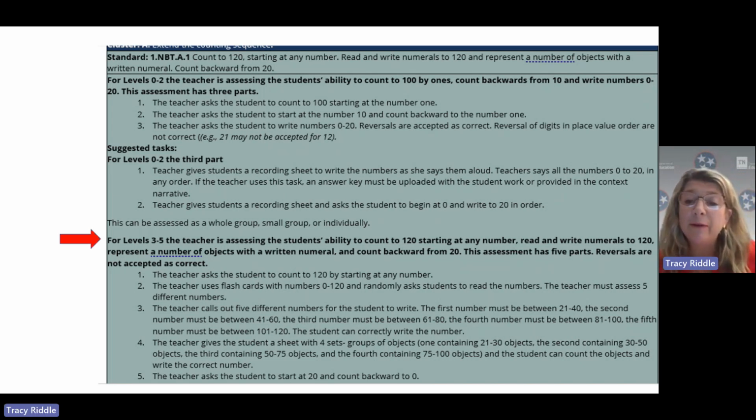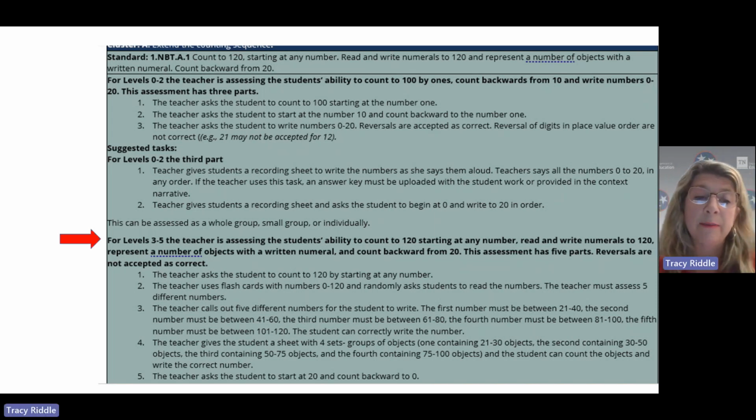When calling out those 5 different numbers, the first number must be a number between 21 and 40. The second number must be a number between 41 and 60. The third number must be a number between 61 and 80. The fourth number must be a number between 81 and 100. And the fifth number must be a number between 101 to 120. After the teacher calls out the number, the student needs to write the number.